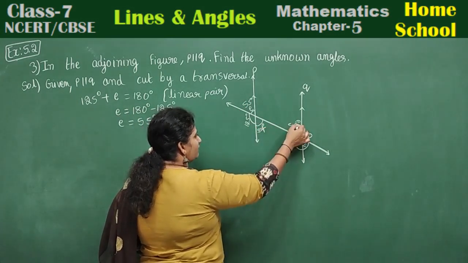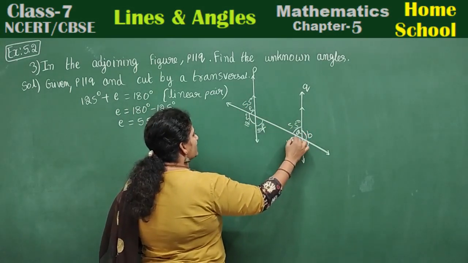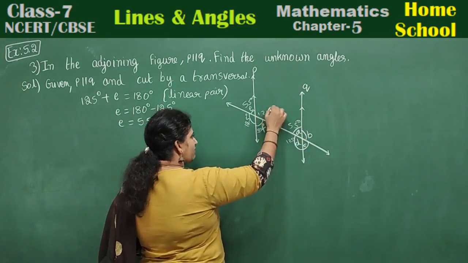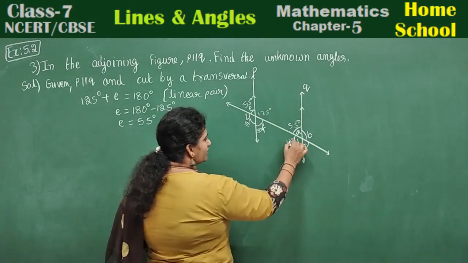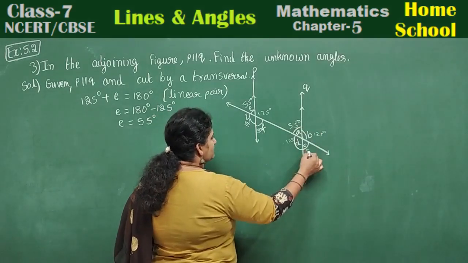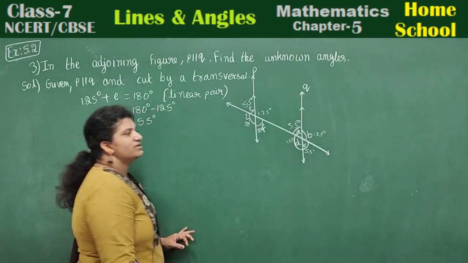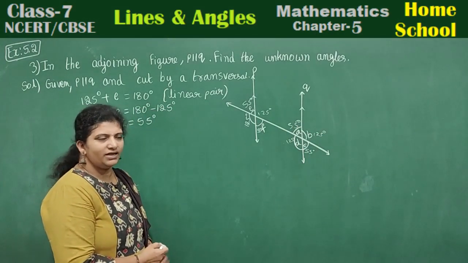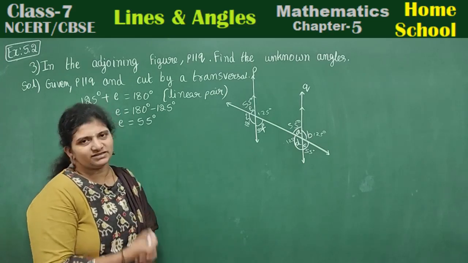And its alternate is 55. 125, corresponding angle 125. And this is 125, this will be 125. For this vertically opposite, this will be 125. For this vertically opposite, this will be 55. See here how easy it is. Right? It is very easy if you understand.